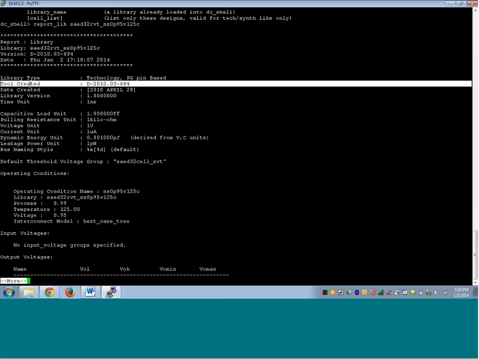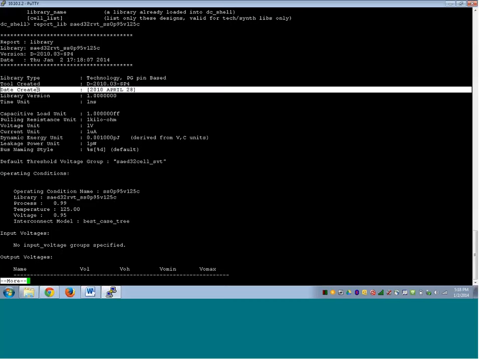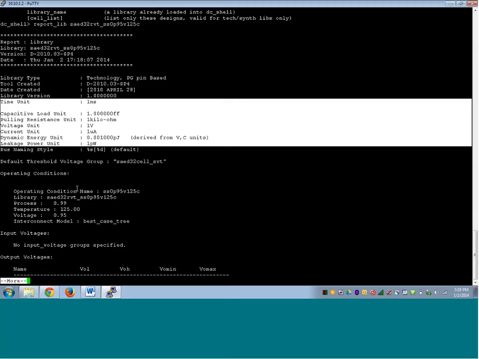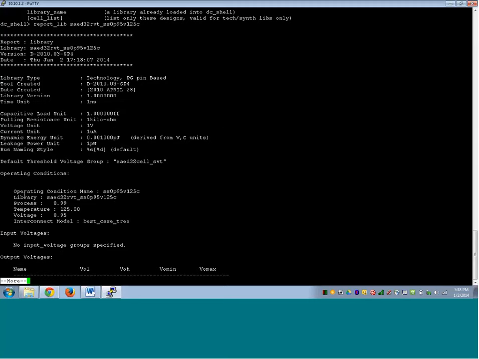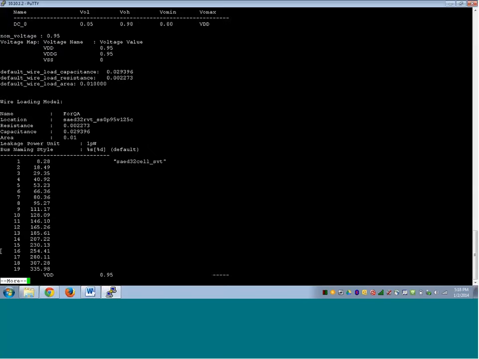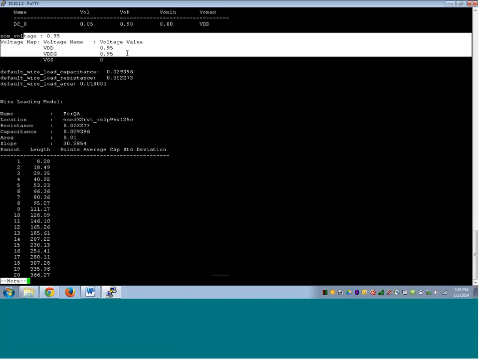It is created by this tool. It is created on this date. Whatever library version, time unit. It gives us all the unit information. It gives the operating conditions. Forget about input output voltage for now. It tells us what is the voltage value.